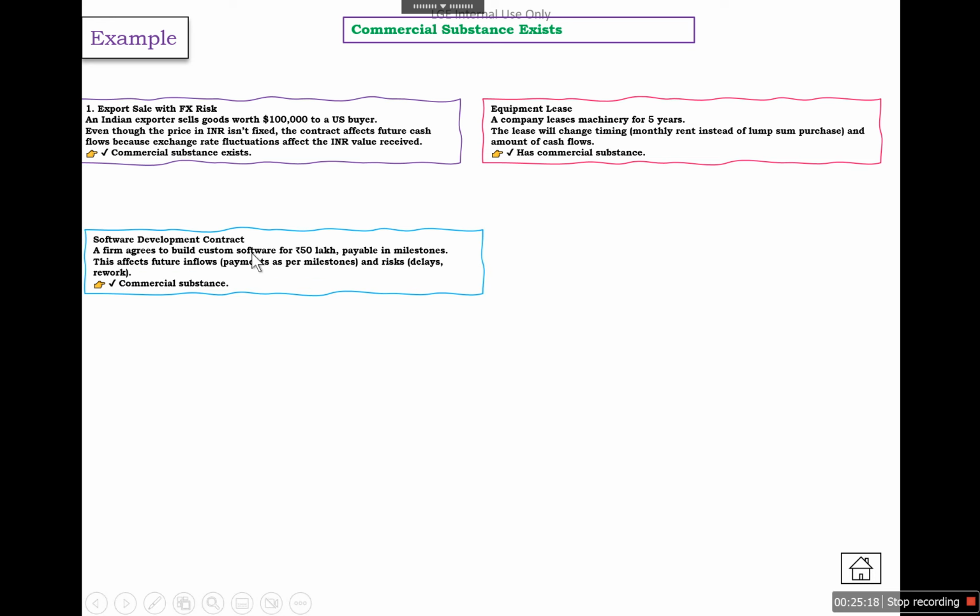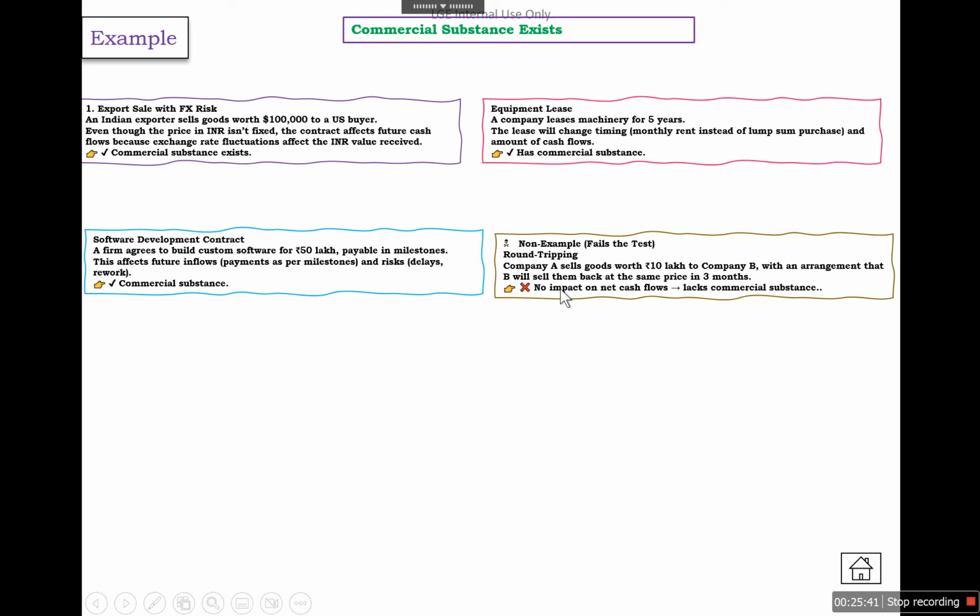Software development contract. A firm agrees to build customer software for 50 lakhs, payable in milestones. So the contract affects the future inflow. If there is a delay in achieving the milestone, the payment will be delayed, and revenue recognition will be delayed. So it will be a valid example of commercial substance.